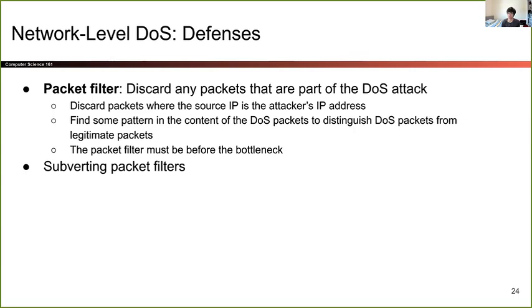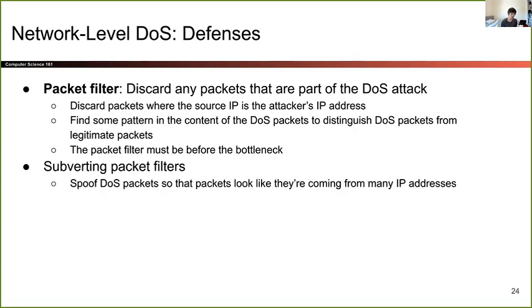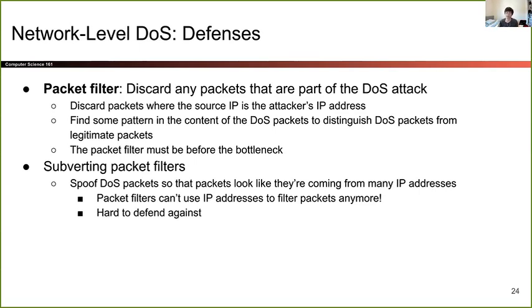Okay, how do we get around this? Well, most of these packet filters are going to rely on the fact that packets are all coming from the same IP address. So we could just not do that. If we spoof our packets still like they're coming from somewhere else, then the packet filters can't filter by IP address anymore. And this actually becomes kind of hard to defend against.